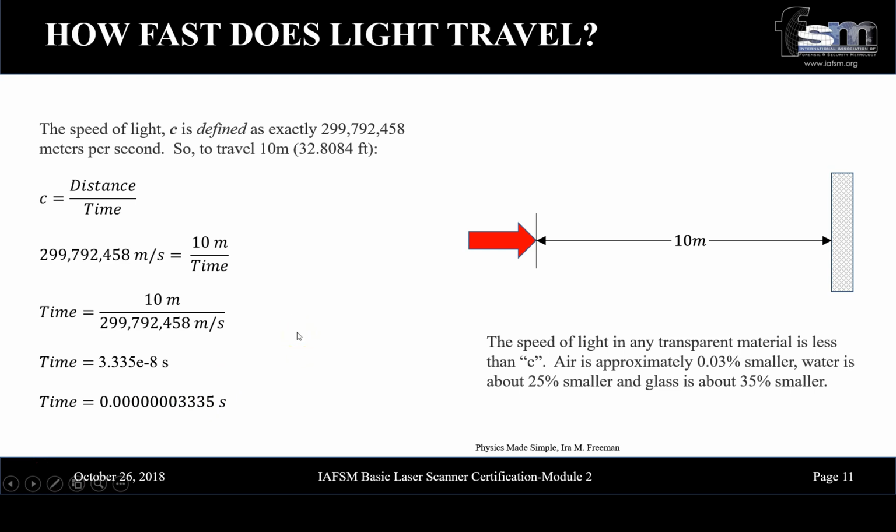Now, this calculation is based on the speed of light in a vacuum or about air. Different media have an effect on the speed of light. Things that are denser than a vacuum, like air, water, or glass, are all going to have a slight difference. Here you'll see some notes that air is only about 0.03% more dense than a vacuum, water about 25%, and glass about 35%. So it has an effect on the speed.